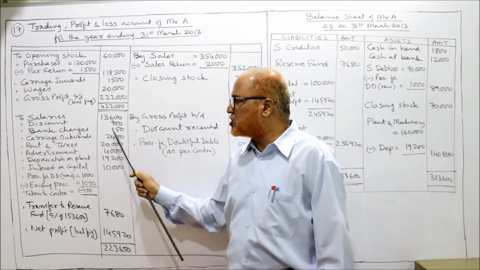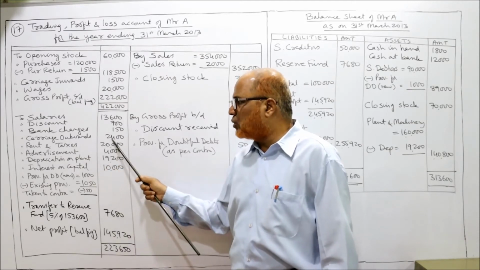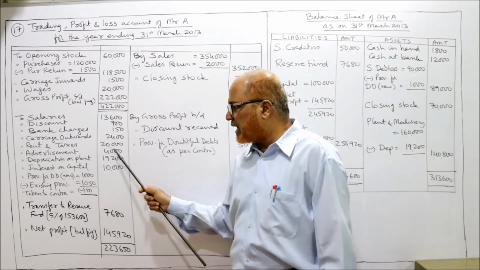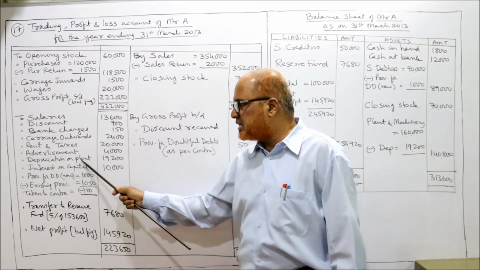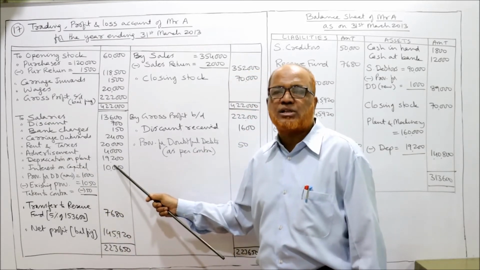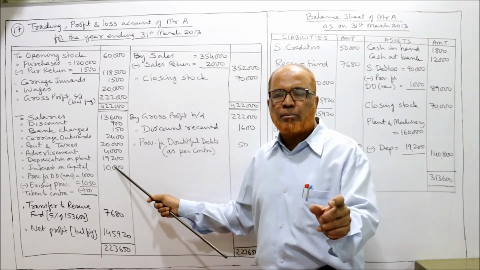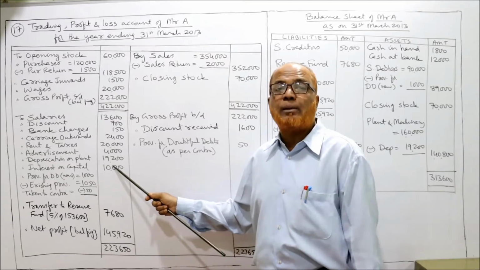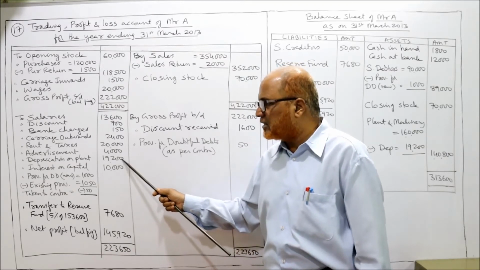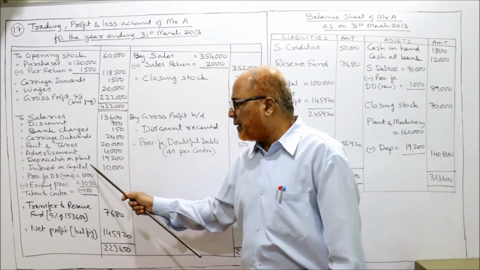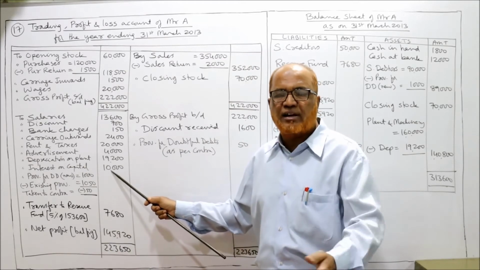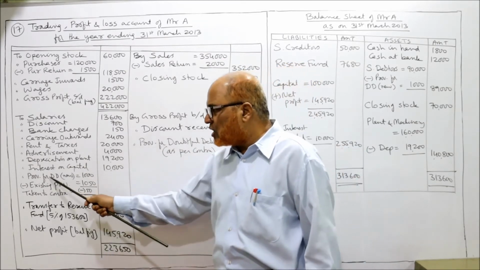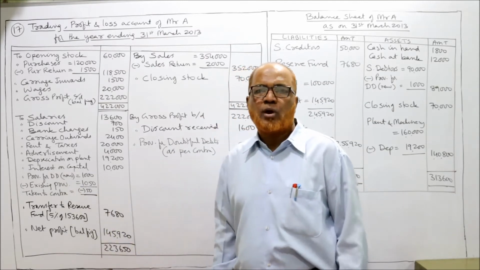Discount 700, bank charges 150, carriage outward 2,400, rent and taxes 20,000, advertisement 4,000, depreciation on plant at 12%. See the plant and machinery value in the trial balance, on that you calculate 12%. You are going to get 19,200. Interest on capital 10,000. It is given interest on capital to be provided at 10%. So 10,000. Provision for doubtful debts new.